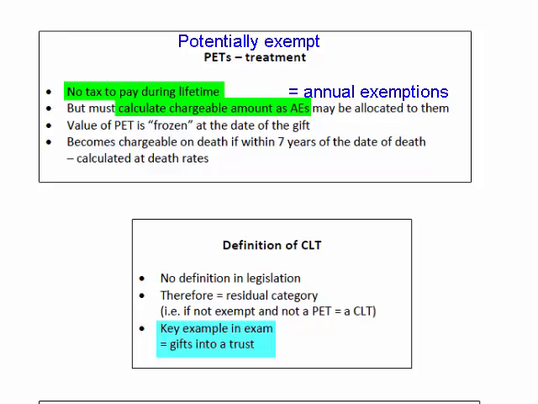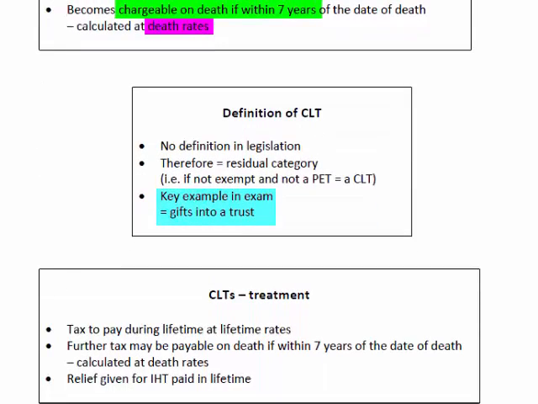The value of a PET is frozen at the date of a gift, and so even if the gift that was made is one of, for example, property, which might increase in value before the donor dies, it is the value at the date of the gift which matters. The scenario in which a PET becomes chargeable is if the donor dies within 7 years of the date of that gift. And then there will be tax potentially payable calculated at the death rates, which we will be looking at shortly.